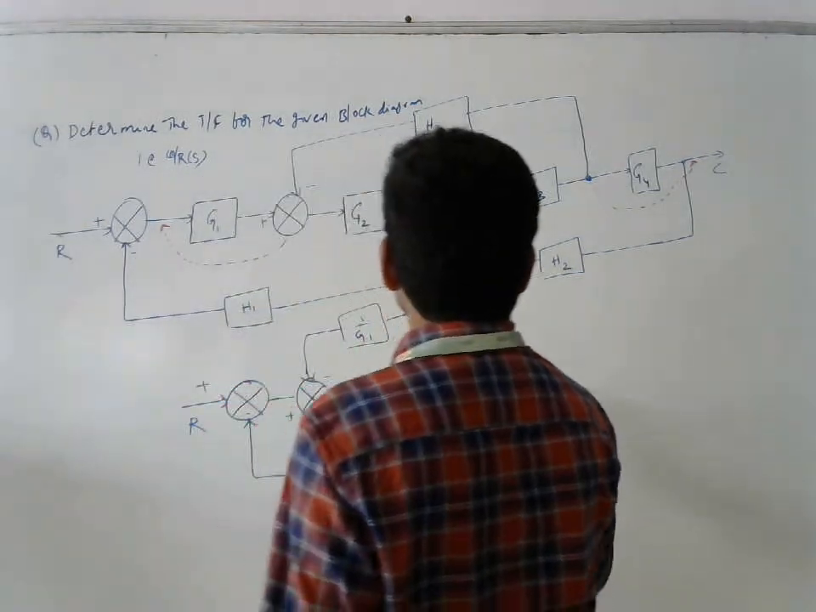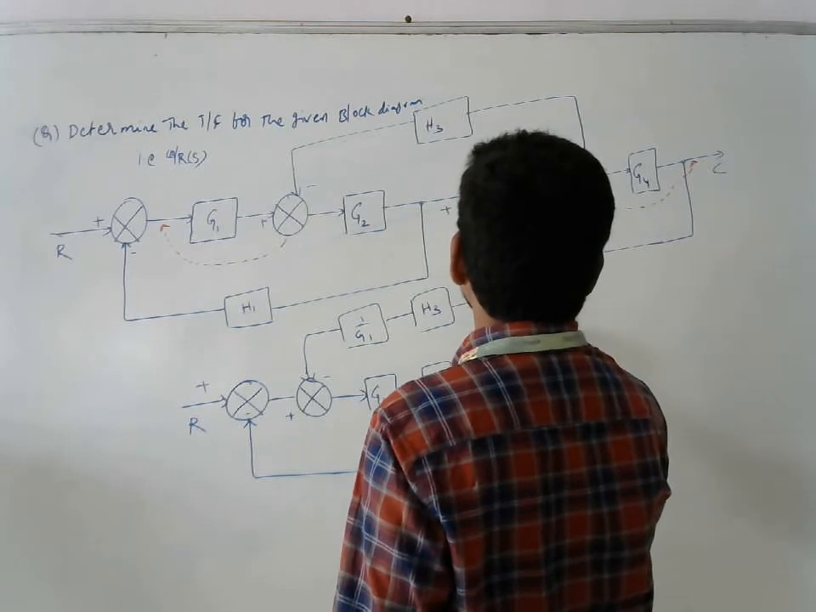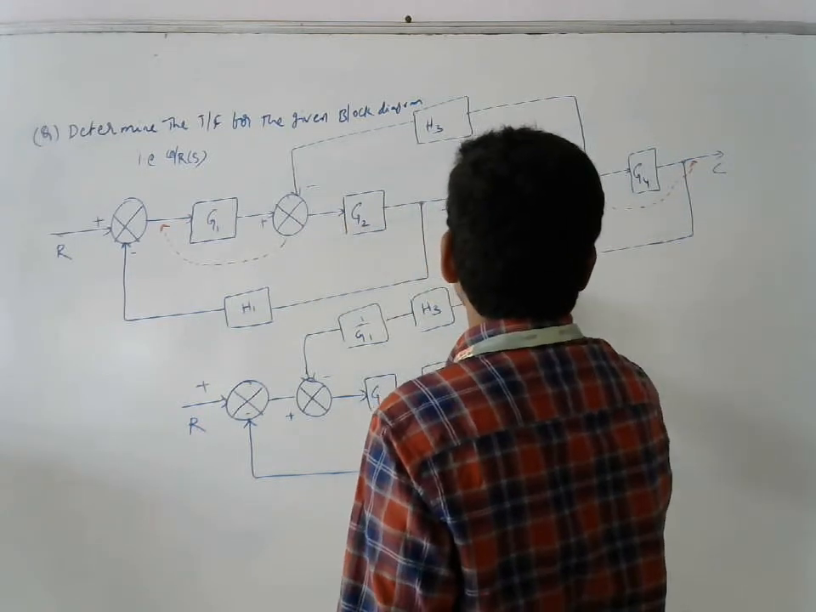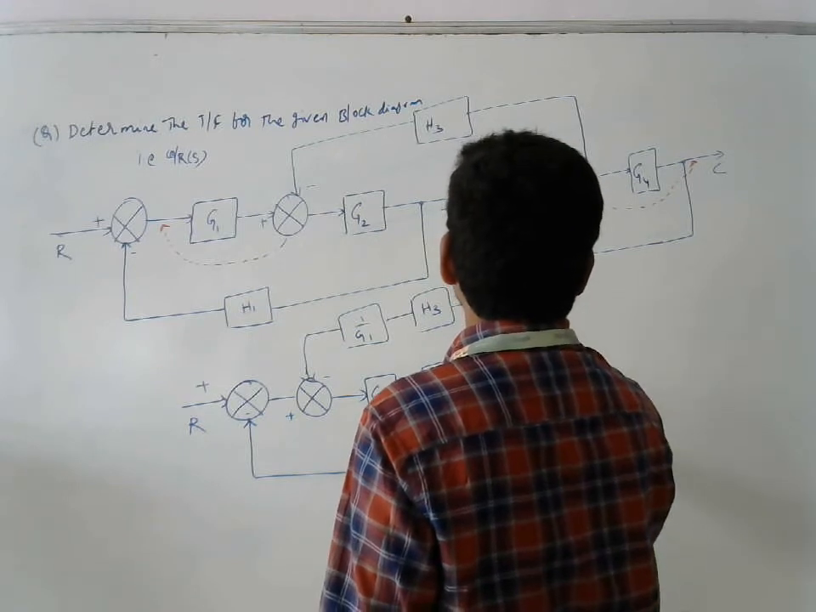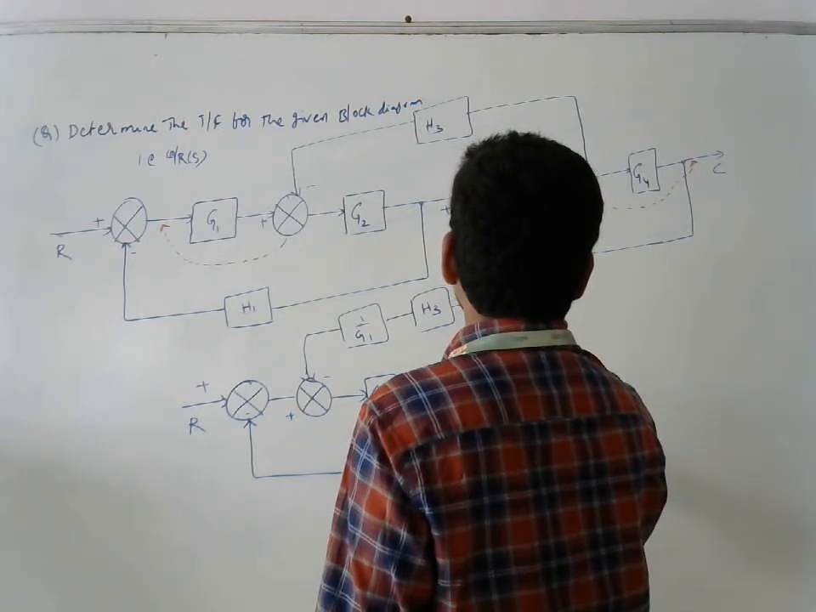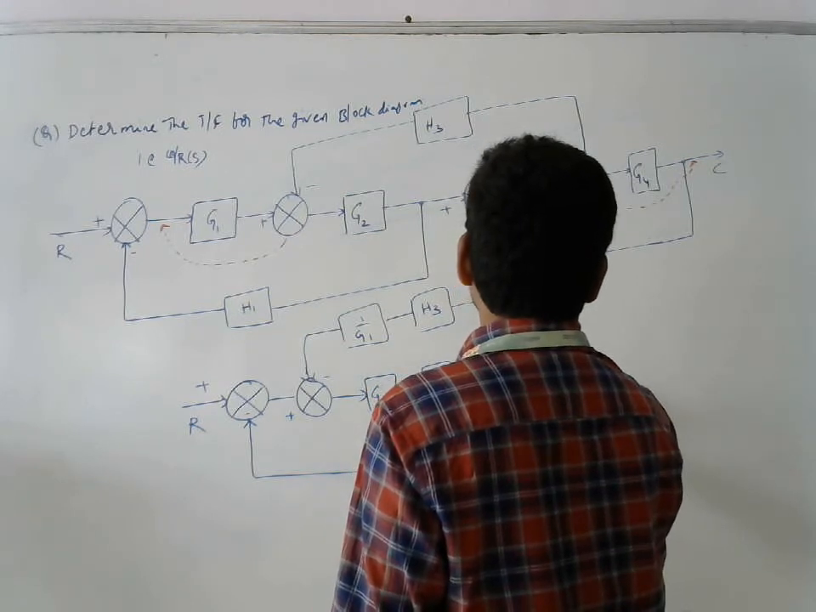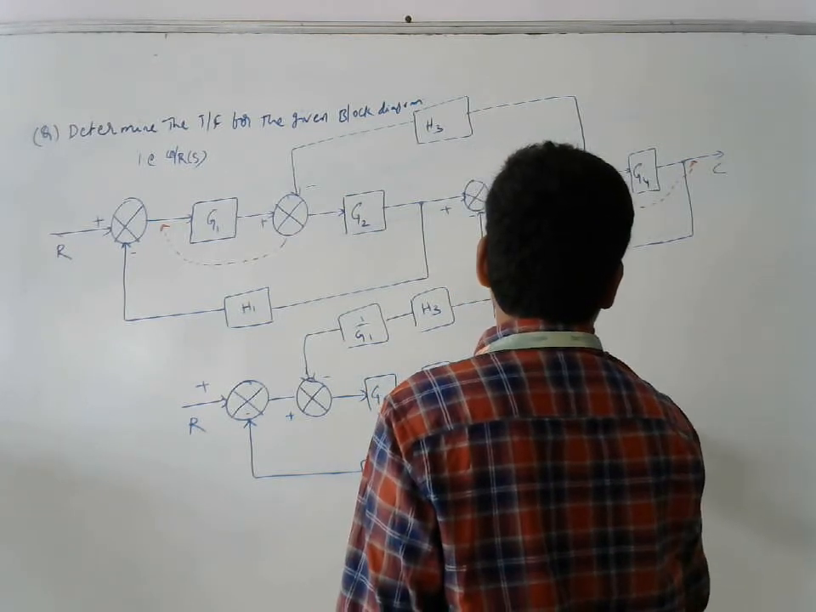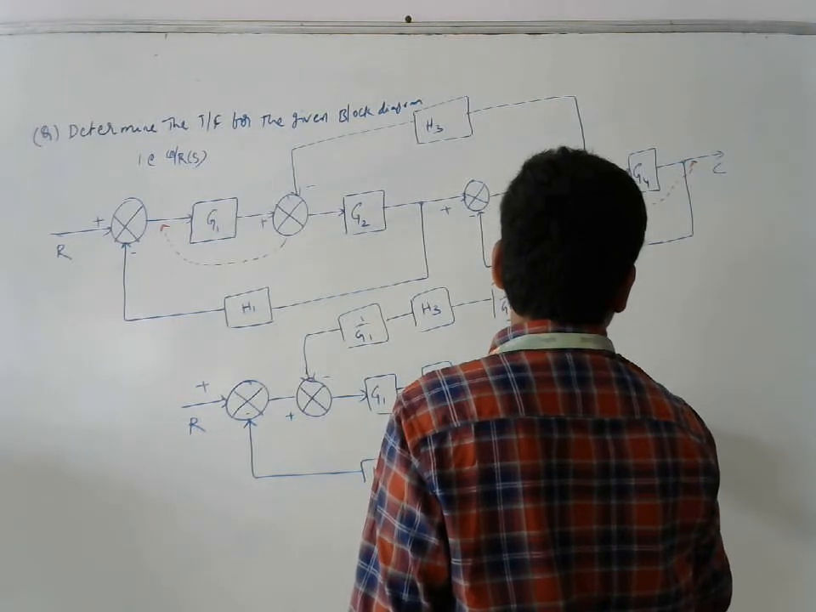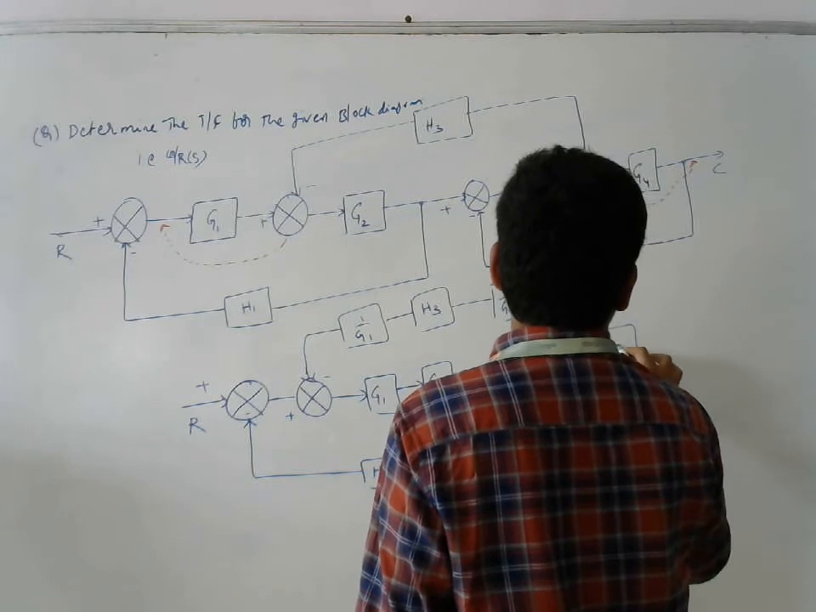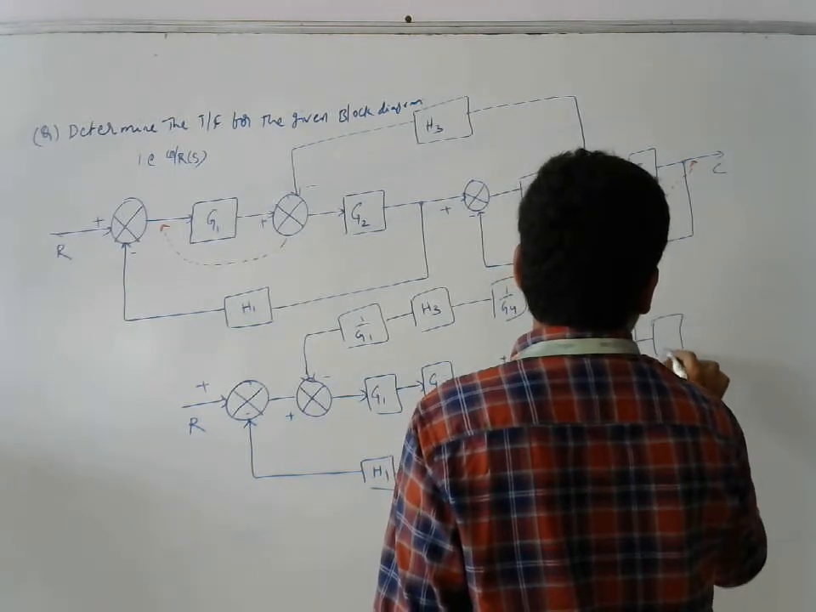H1 feedback will be the same. Again I am shifting this end and this end. Both ends I am shifting, so it will be multiplied with 1 by G4. After this, I am having a summing point again here. Positive and negative feedback here. It will become some H2. And these two will be like this, G3 and G4.